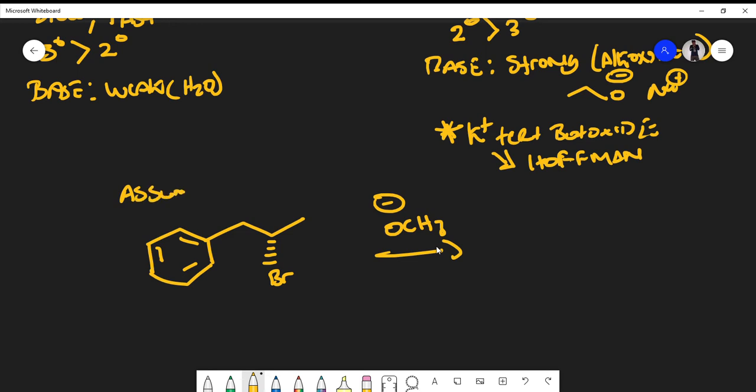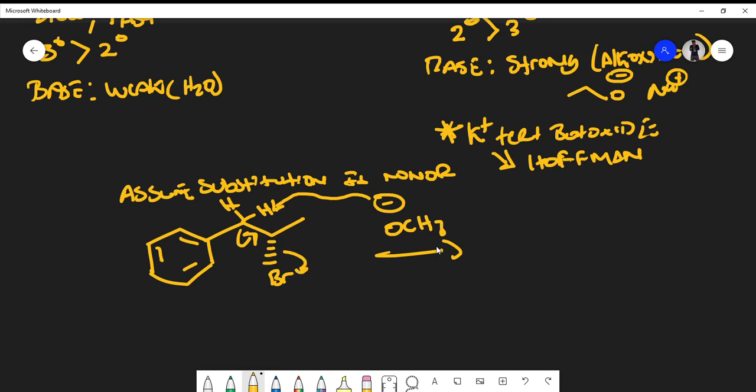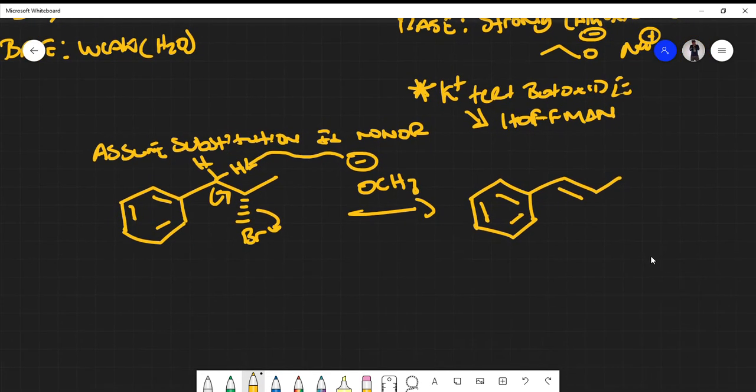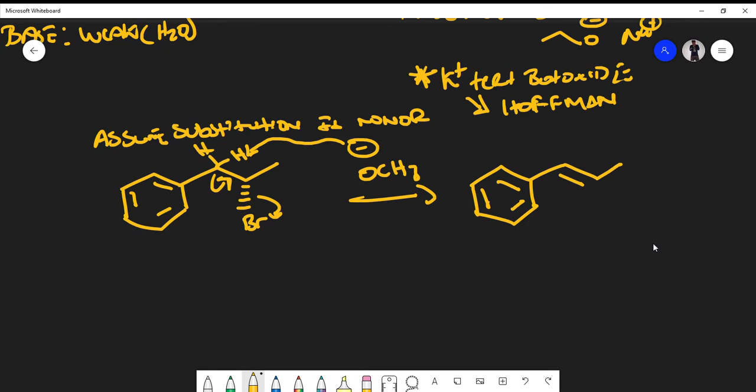So if we assume that substitution is minor, then you have to differentiate: am I dealing with an E1 versus an E2 reaction? Well, the base is strong, because we're not doing substitution, and I'm on a secondary alkyl halide, so this is likely to go through an E2 reaction. The base takes off the hydrogen adjacent to the alkyl halide, forms a double bond, and expels the alkyl halide in one step. So the product looks like this, and this will be the Zaitsev product. The Hofmann product would have the double bond around here, but we're dealing with the major product here.